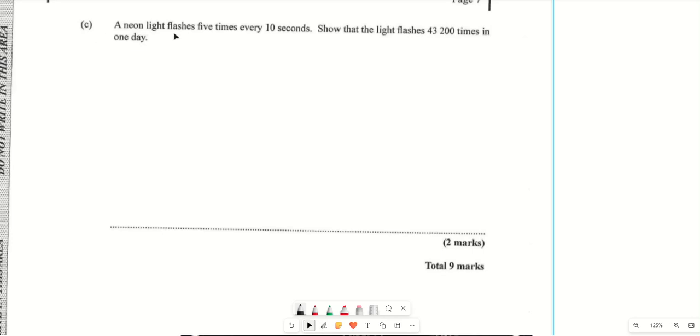Part C, a neon light. A neon light flashes 5 times every 10 seconds. So 10 seconds is equal to 5 times. Right? Show that the light flashes 43,200 times in 1 day. First off, right, we have 1 day and 10 seconds. So we have to convert, they have to be in the same unit, right? So 1 day is how many seconds?